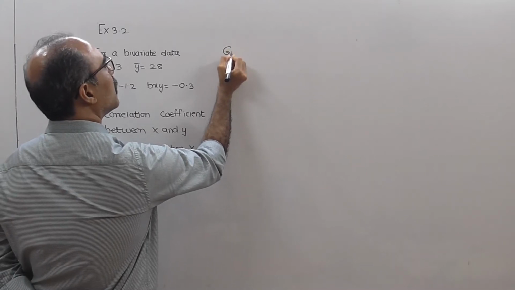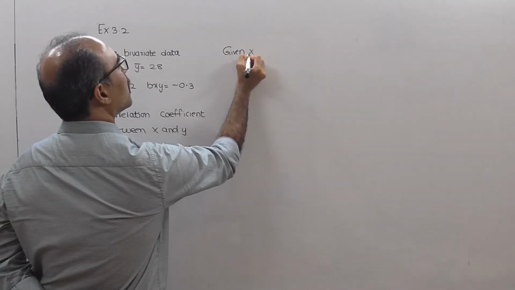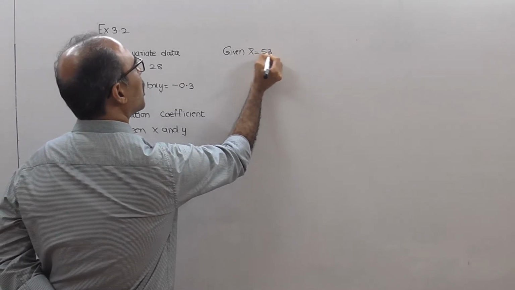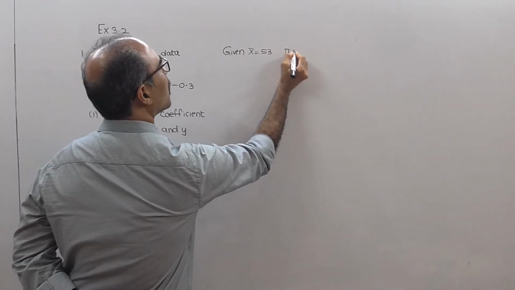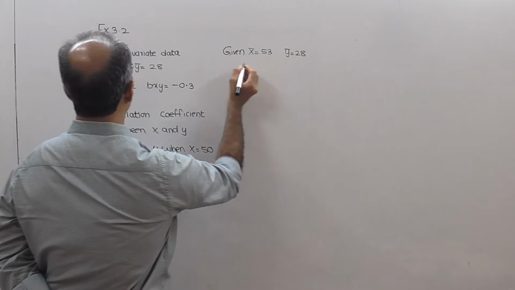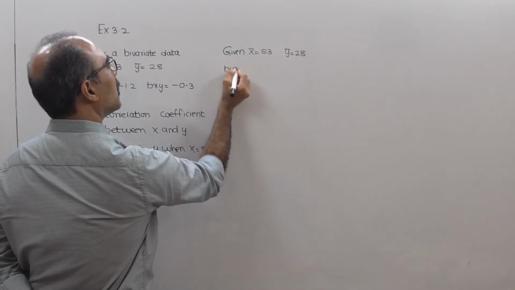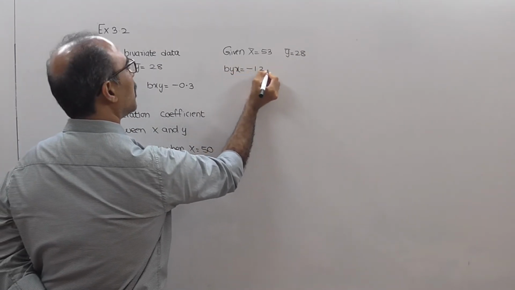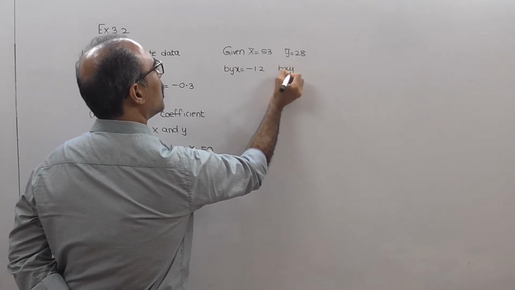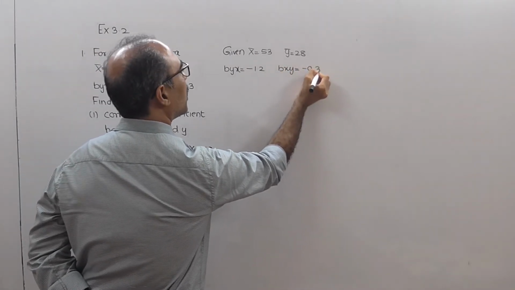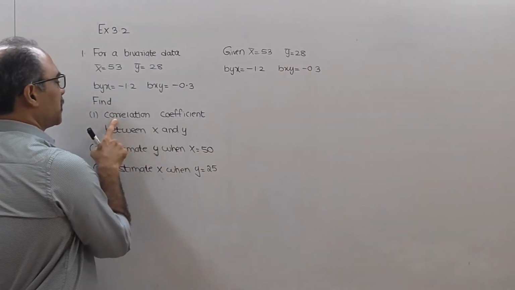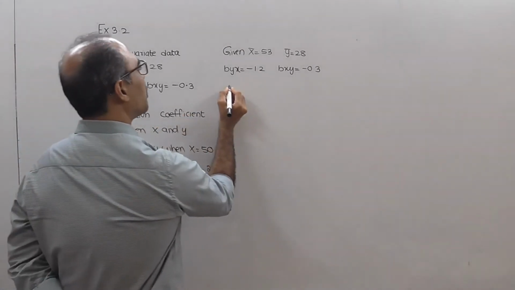Now, they have given x bar equal to 53, y bar equal to 28, byx equal to minus 1.2, bxy equal to minus 0.3. The first question is you have to find the correlation coefficient.